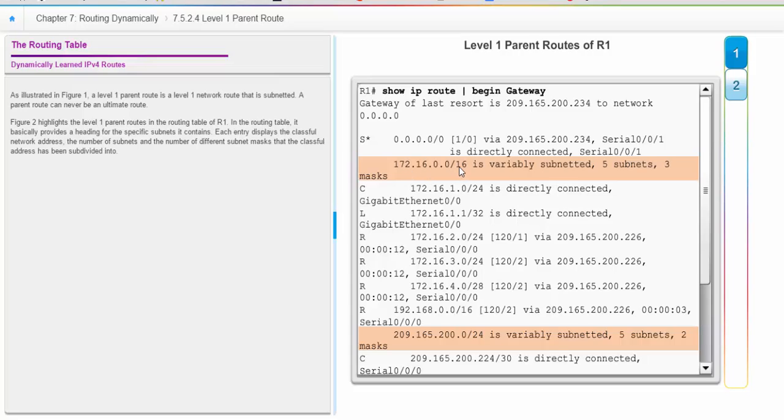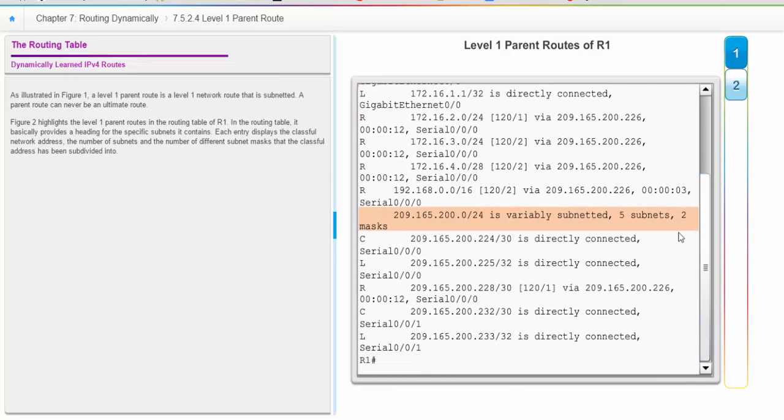It's 172.16.0.0/16. It's variably subnetted. There are 5 subnets and 3 masks used. Again, here we have it subnetted. There's 5 subnets and 2 masks. So you know that that is the parent route.